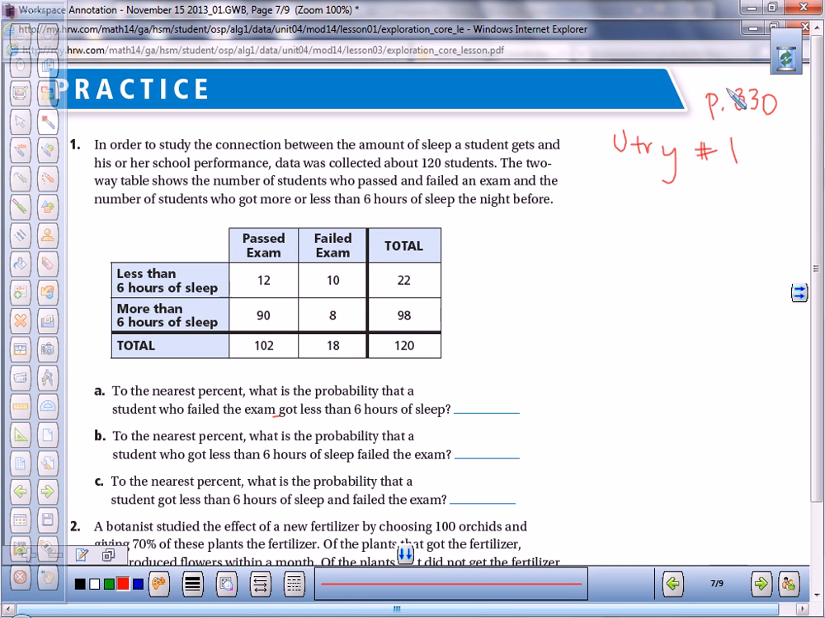All right, let's flip to page 330. And I would like you to try number 1. All right, I'll get you started, then I'm going to leave you on your own.